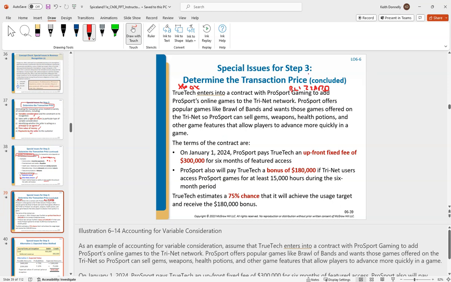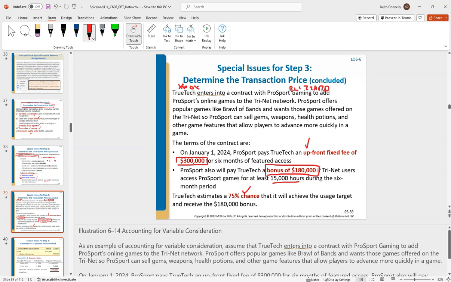They say to us, Blizzard or the video game company, look, Xbox, we will give you upfront $300,000, and if 15,000 hours are played of our game, we want people to buy all the add-ons, all these little microtransactions where these companies make all their money. If you meet certain criteria, Xbox, we're going to give you 180 grand as a bonus, and from Xbox's point of view, there's a 75% chance that that's going to happen.